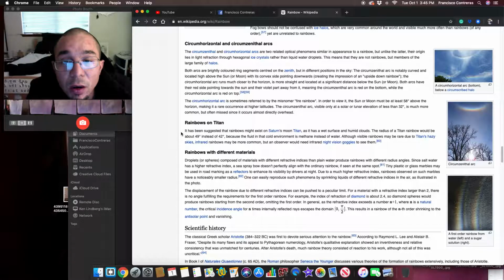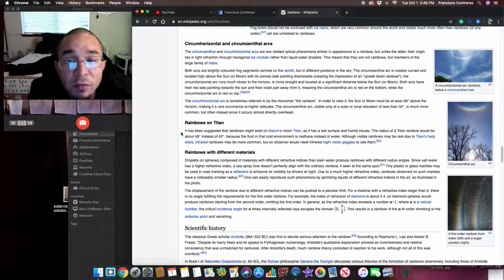Both arcs are brightly colored ring segments centered on the zenith, but in different positions in the sky. The circumzenithal arc is noticeably curved and located high above the sun or moon, with its convex side pointing downwards, creating the impression of an upside down rainbow. The circumhorizontal arc runs much closer to the horizon, is more straight, and located at a significant distance below the sun or moon.